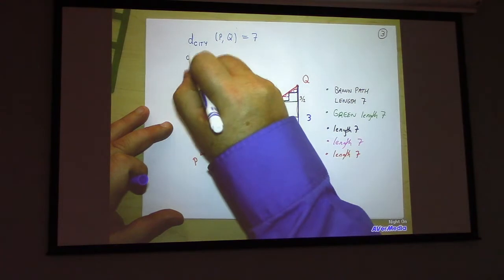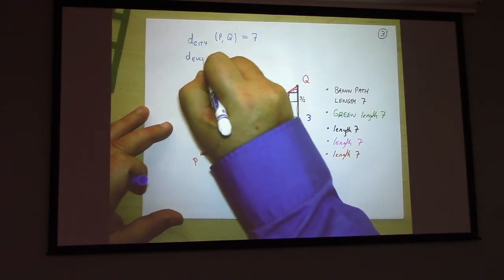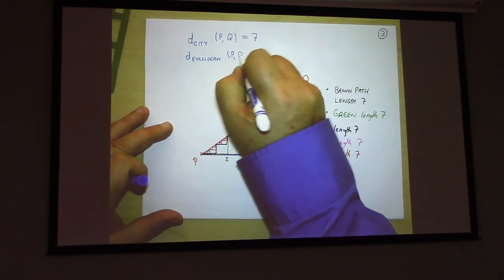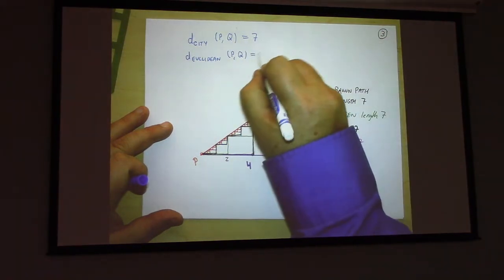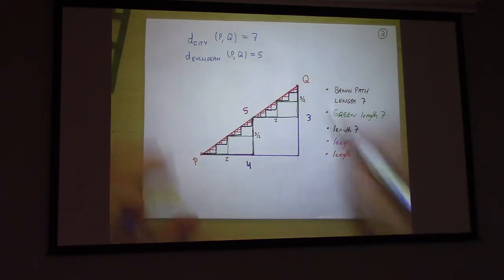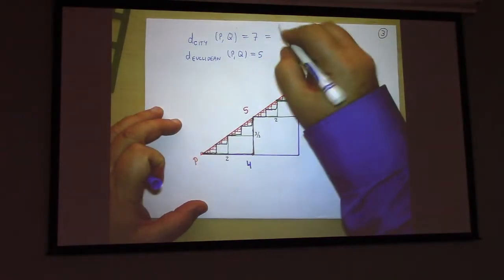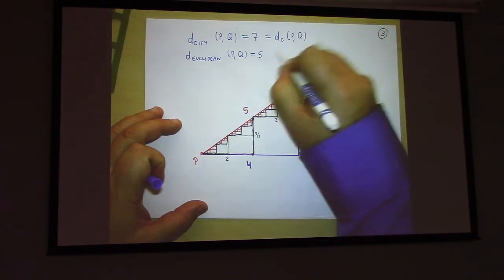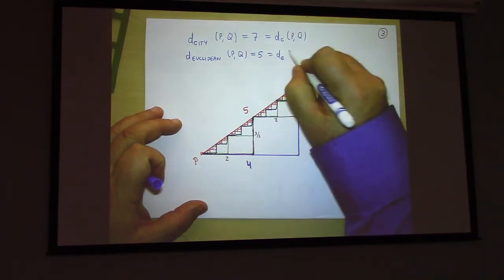But the distance Euclidean from P to Q is, as we said from the outset, 5. And these are inequivalent notions of distance, and you can't just freely go from one to the other in terms of some limiting process, because it doesn't make sense. Now, we don't write out city in Euclidean every time, because that gets really, really old. So what we're going to write is dc for city and de for Euclidean, okay?